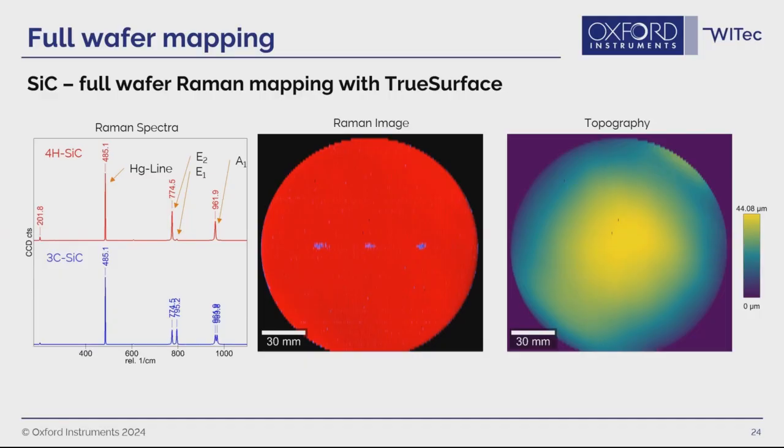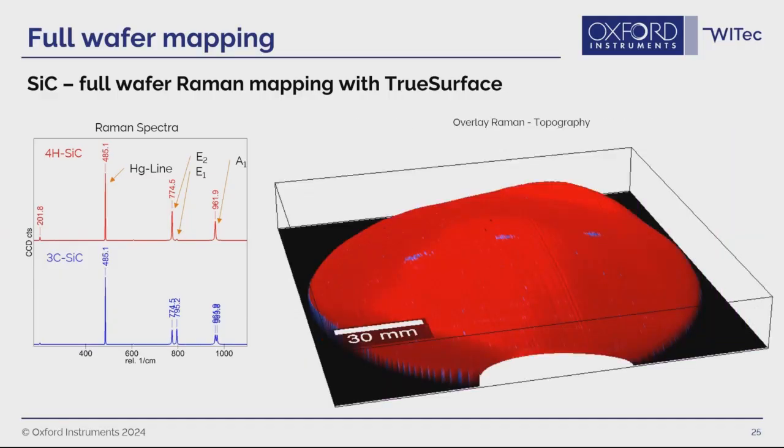150 millimeters. On this slide, I want to show you a 3D overlay of the Raman image and the topography. As you already assumed, the z-axis in this topography image is stretched. What one can also see is that the 3C silicon carbide is mainly located in the three spots in the center of the wafer and at the edge of the wafer.